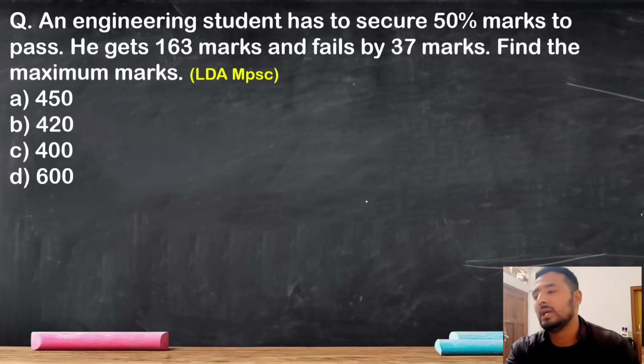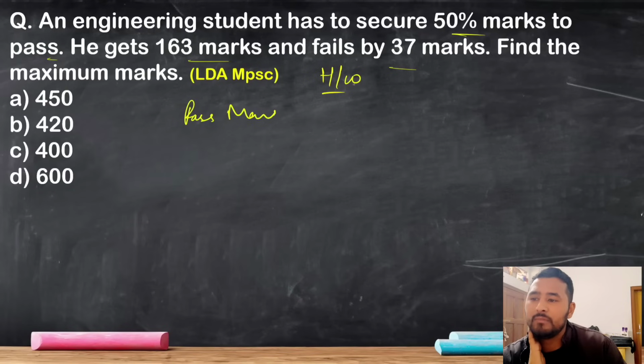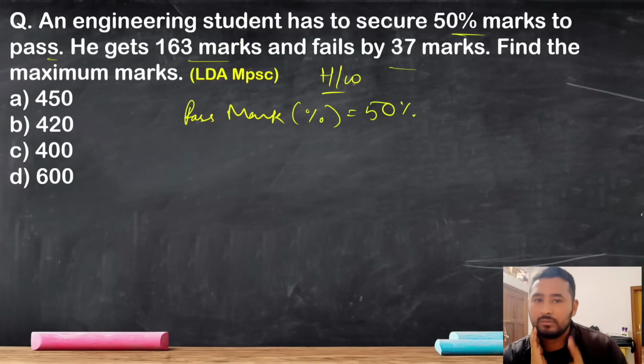Next question. An engineering student has to secure 50% marks to pass. He gets 163 and fails. But it's very easy, again, you'll do it by yourself. This has also come in LDA and PSC. I'll just give you a hint. What it is saying is secured, so the pass mark he secured in percentage. Okay, in percentage how much? He needed 50%.